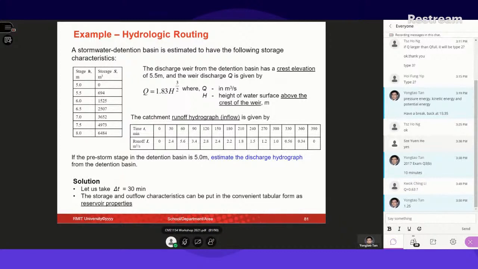The discharge from the discharge weir of the detention basin and the stage are also given, and the runoff hydrograph, meaning the inflow hydrograph, is also given in this table. If the pre-storm stage in the detention basin is 5, estimate the discharge hydrograph. Use a 30 minute time interval.